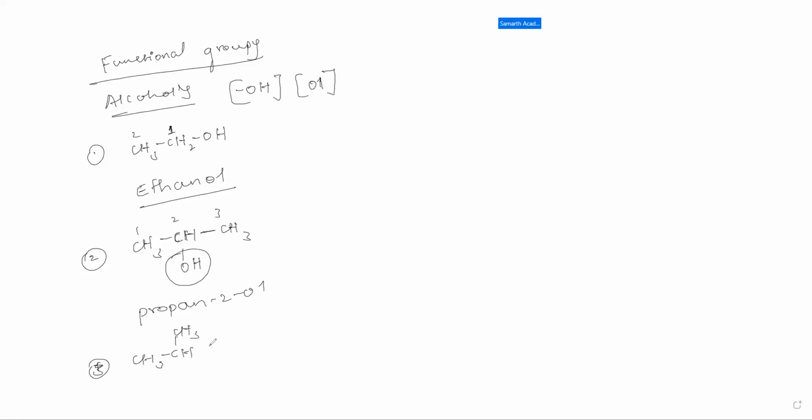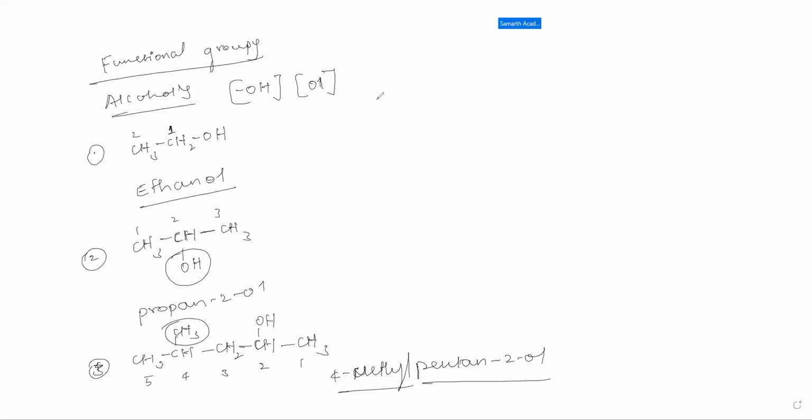If any substituent group is present along with the functional group, the functional group carbon should get the lowest number: 1, 2, 3, 4, 5. So how to name this compound? The fourth carbon contains a methyl group. So that is 4-methyl, root word is pent, an, and ol. So 4-methylpentan-2-ol.